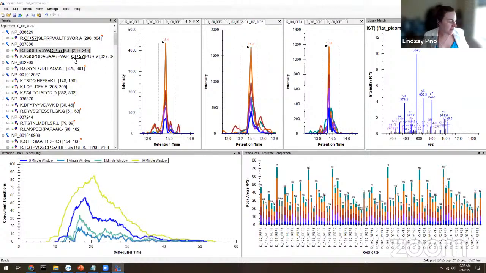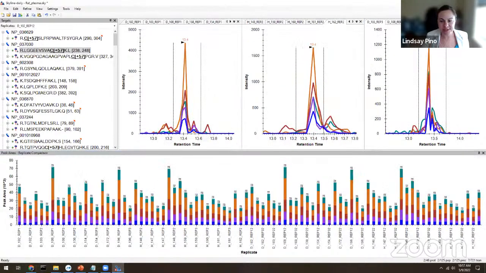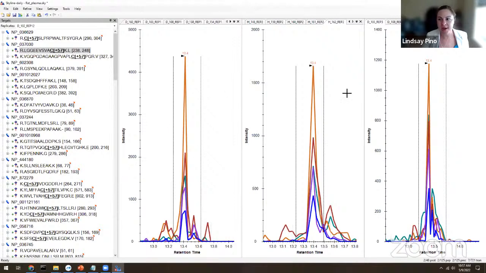So now we have kind of all of our data. I wanted to show you, there was a question last time about how to arrange the windows. So I'm going to close my library match. I'm going to close my retention time. I'm going to close my peak area so that I just have the chromatograms. I just want to show you how you can manipulate what Skyline looks like, because that was a question from last time.